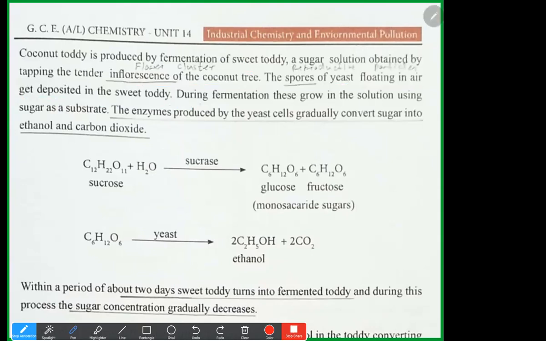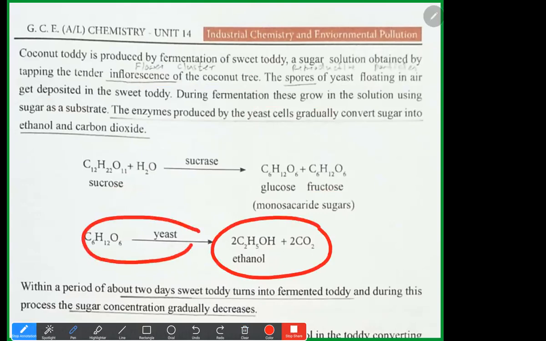During fermentation, these grow in the solution using sugar as a substrate. The enzyme produced by the yeast gradually converts sugar into ethanol and carbon dioxide. The enzyme is called sucrase, to degrade sucrose into glucose and fructose. And again, with yeast, they are producing ethanol.